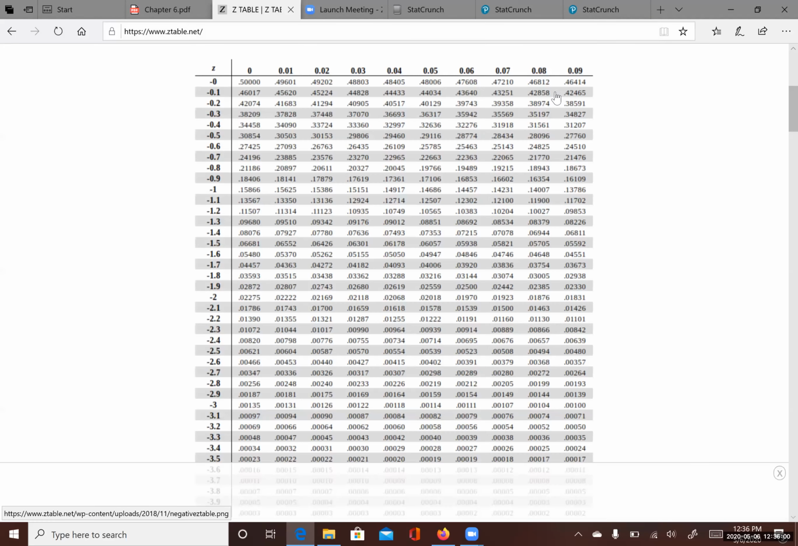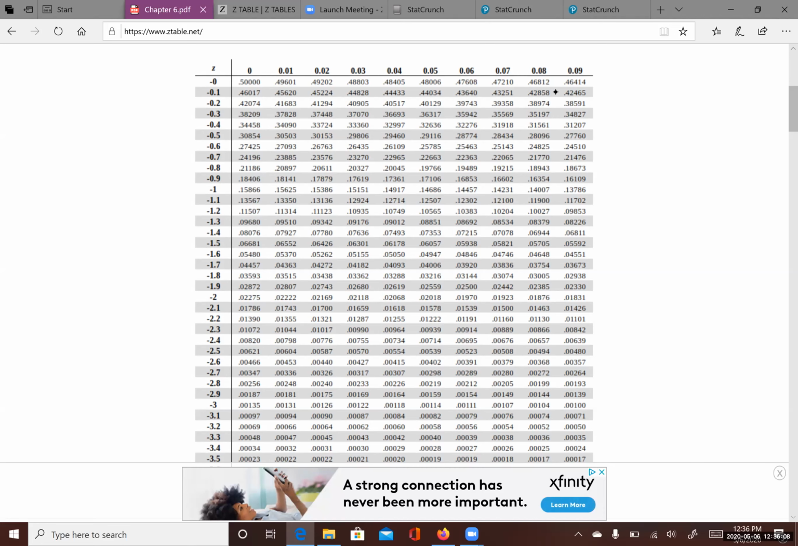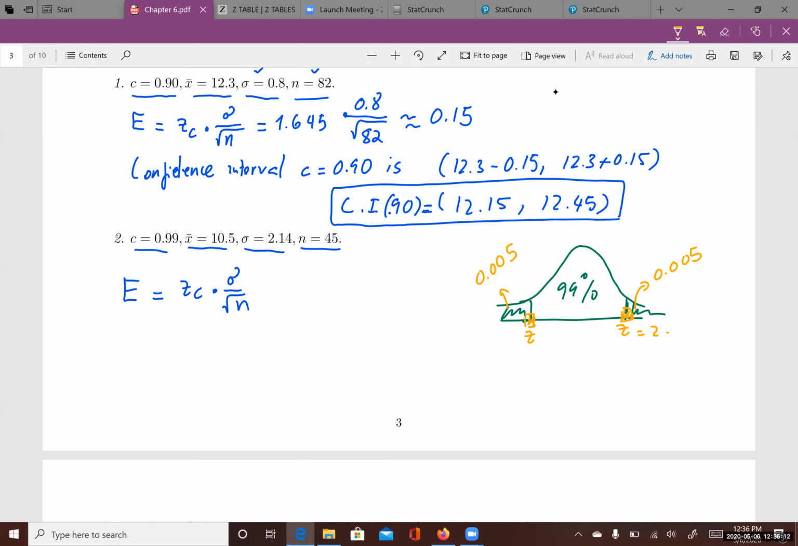Which is 2.575, the z value for 0.99. Times 2.14 divided by the square root of n, which is 45, equals, to one decimal place, 0.8.